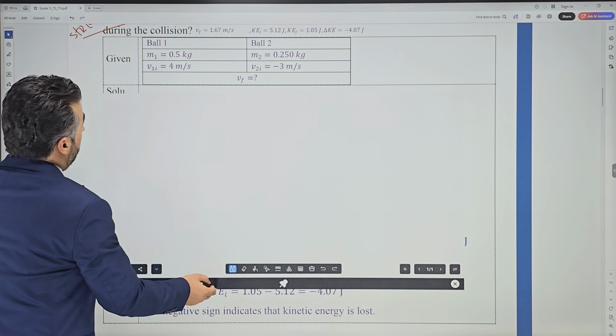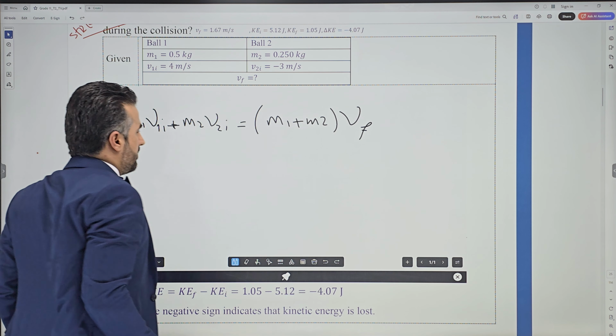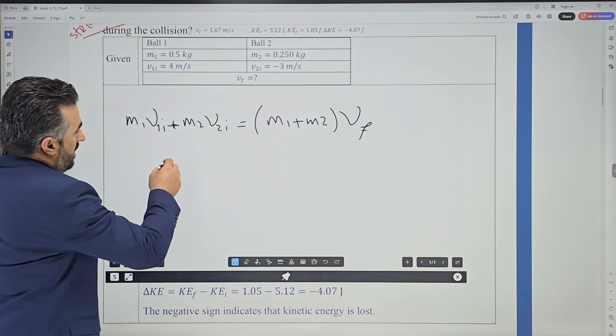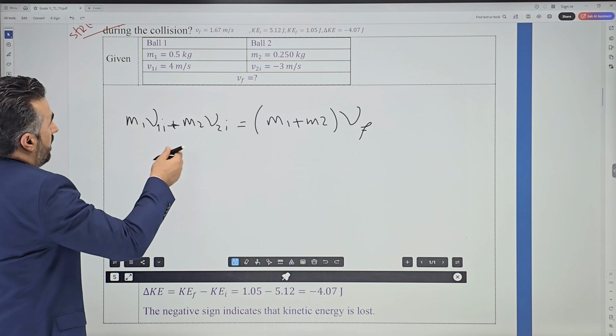We've done it before, so just to make some space, these are what we have. In order to find the final velocity, m1 v1 initial plus m2 v2 initial is equal to, because the two clay balls stick together, m1 plus m2 times v final, because that is going to be for both. Now all you have to do is plug in the numbers.